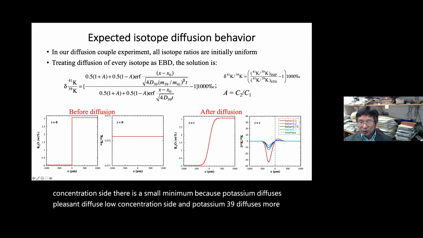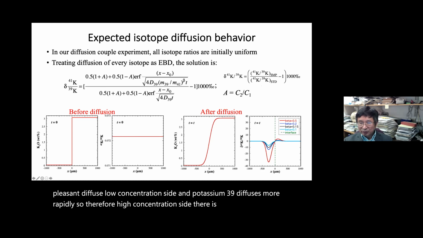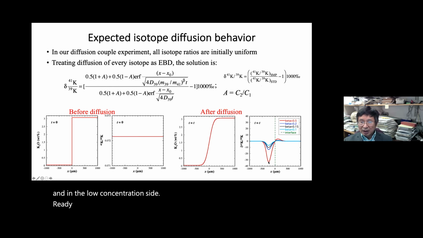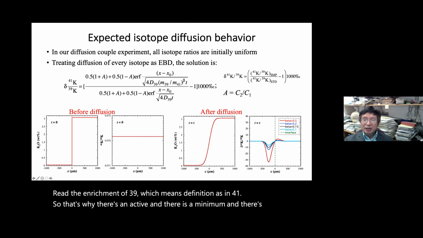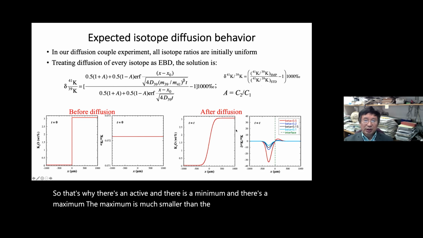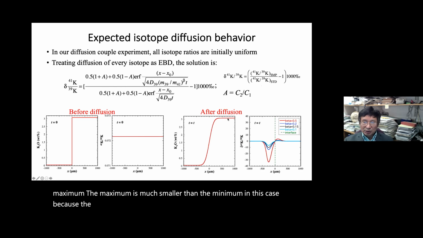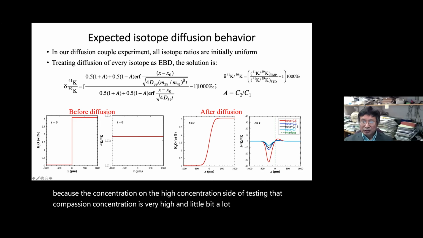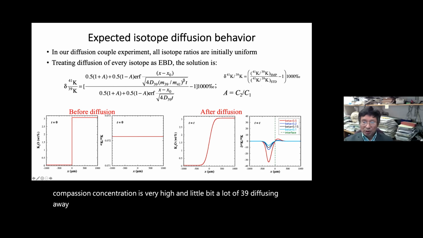On the high concentration side, there is a minimum because potassium diffused to the low concentration side, and potassium 39 diffuses more rapidly. Therefore, on the high concentration side, there is enrichment of potassium 41. On the low concentration side, there is enrichment of 39, which means depletion of potassium 41. So that's why there's a minimum and a maximum. The maximum is much smaller than the minimum in this case because the potassium concentration on the high concentration side is very high. A lot of potassium 39 diffusing away only causes a small maximum in the isotope ratio.